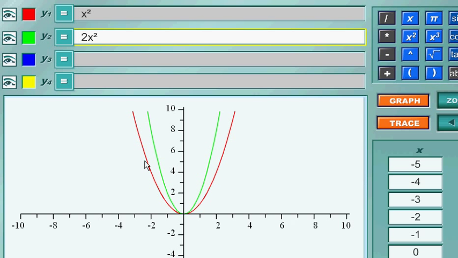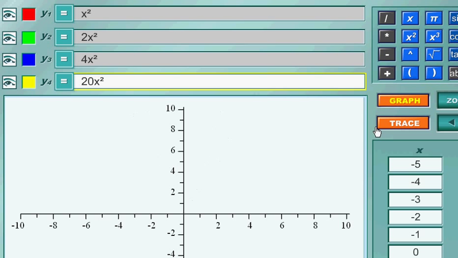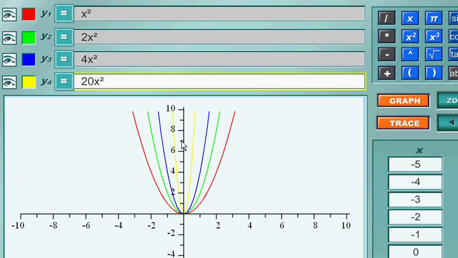Okay, so this red one is y equals x squared, and 2x squared is going to be narrower. It's going to be a narrower or steeper parabola. If this number gets bigger, say 4x squared, the a value gets bigger, it's even narrower. And we could get, I don't know how this is going to graph, let's give it a try, 20x squared. Is that the yellow one? Yep, you can kind of see it right there. Really steep, really narrow. That's how the a value affects the parabola.